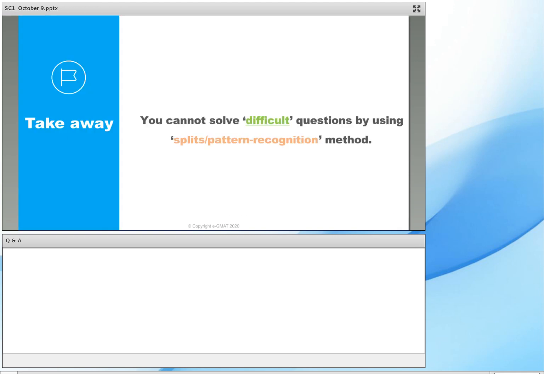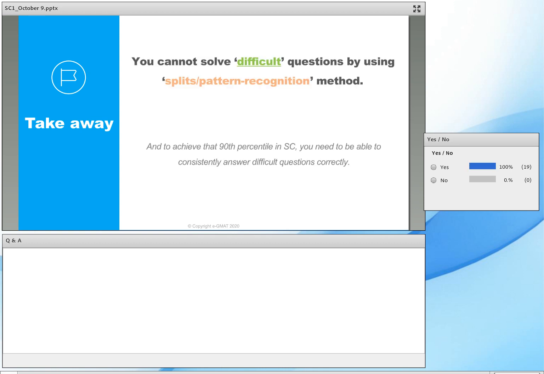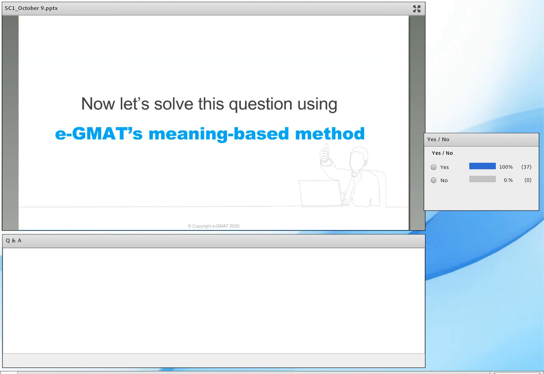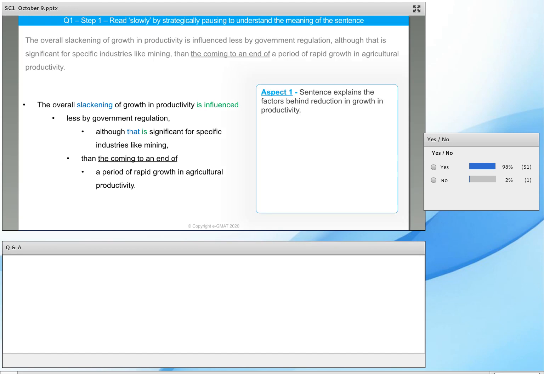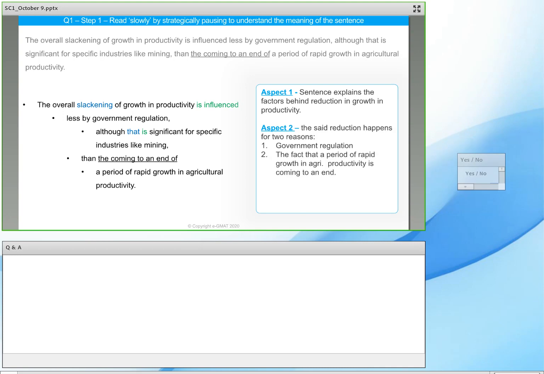Hello, everyone. If you can hear me all good, could you please click on yes in the yes or no poll? All right, answers coming in fast. Good morning, good evening, good afternoon, guys, whichever time zone you are in. My name is Shraddha, and I'm going to take you through the four official questions that we are going to solve here. Let's just begin with that.